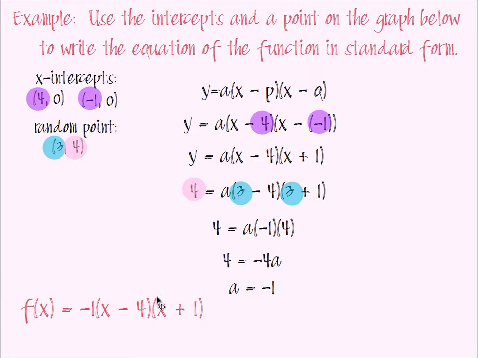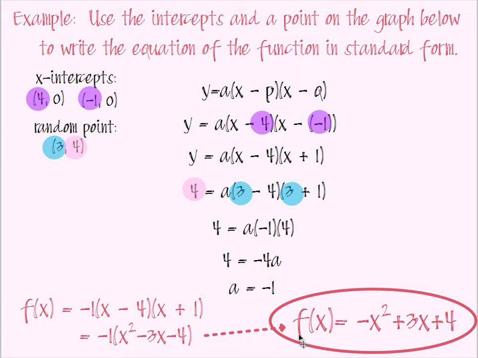So I get x squared plus 1x minus 4x minus 4. I can combine like terms to get x squared minus 3x minus 4. Then I have to take care of this -1 out front, and all I'm going to do is distribute it through the parentheses. So I end up with f of x equals -x squared plus 3x plus 4. And voila, we're in standard form.